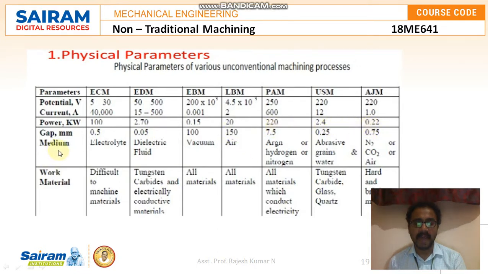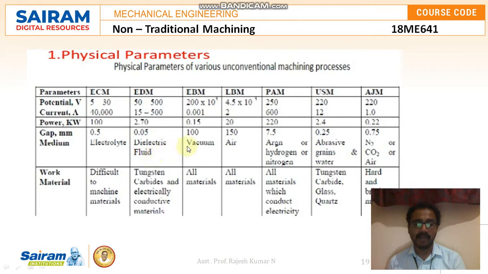And what should be the gap and what should be the medium required? All the gap values mentioned here are in mm. For electrochemical machining, it is 0.5 mm, and the medium is electrolyte. For electrical discharge machining, it is 0.05 mm. Practically, that is very difficult, and in traditional machining processes it is not possible at all. The medium here is a dielectric fluid.